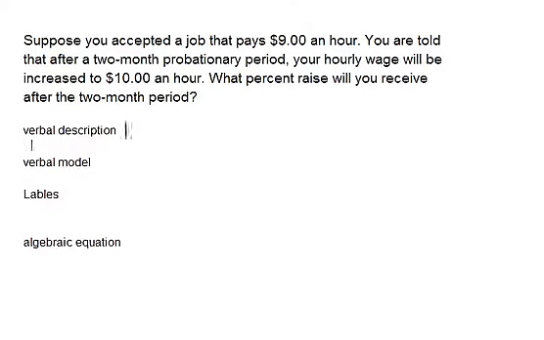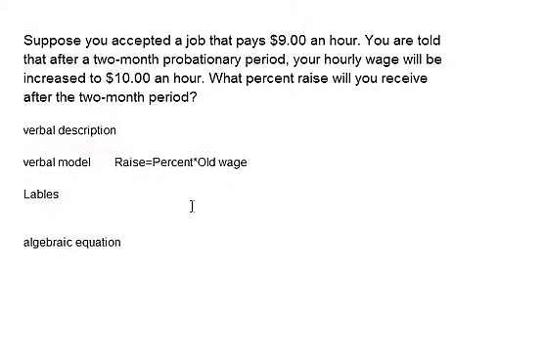So what we want to write first is the verbal model. So this is known as the verbal description. Now let's construct the verbal model. So it's the raise. What percent raise will you receive after the 2-month period? So we have the raise is equal to the percent times your old wage. Okay, that should make sense.